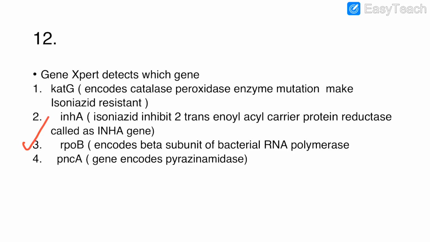Remember other names also, like katG, inhA and pncA. They are also responsible for their respective drug resistance. katG is for isoniazid, inhA is again for isoniazid, and pncA is for pyrazinamide. Okay, so these are the various resistance genes.